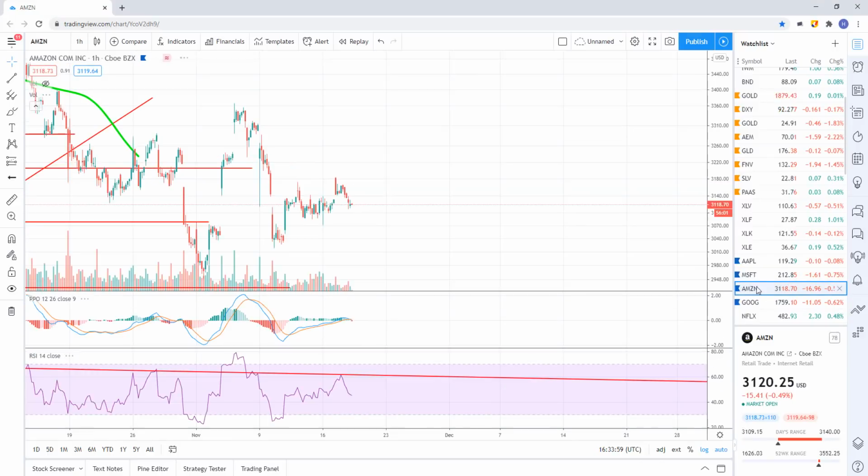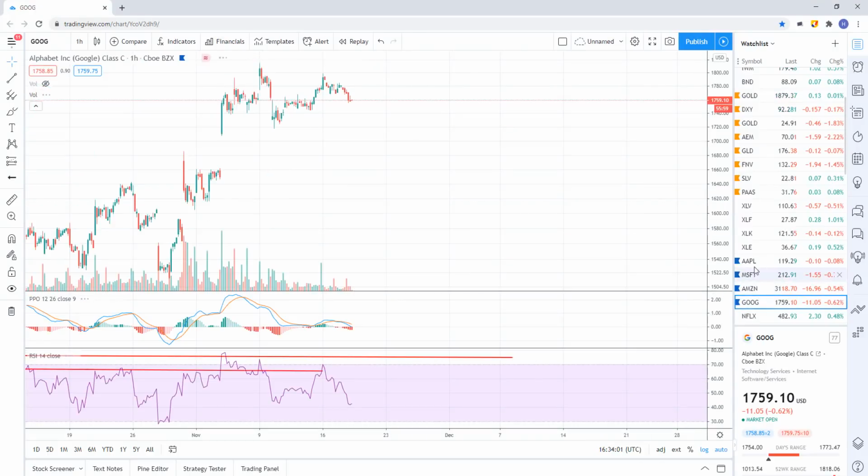Microsoft, being sold into, Amazon, they're all kind of flat. They're not being sold hard. They're just kind of flat today.